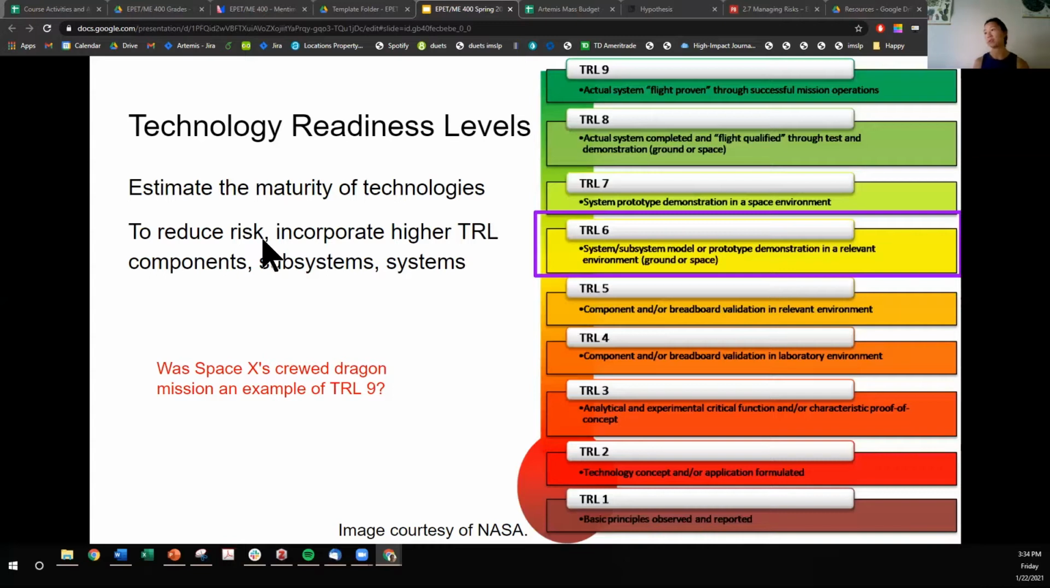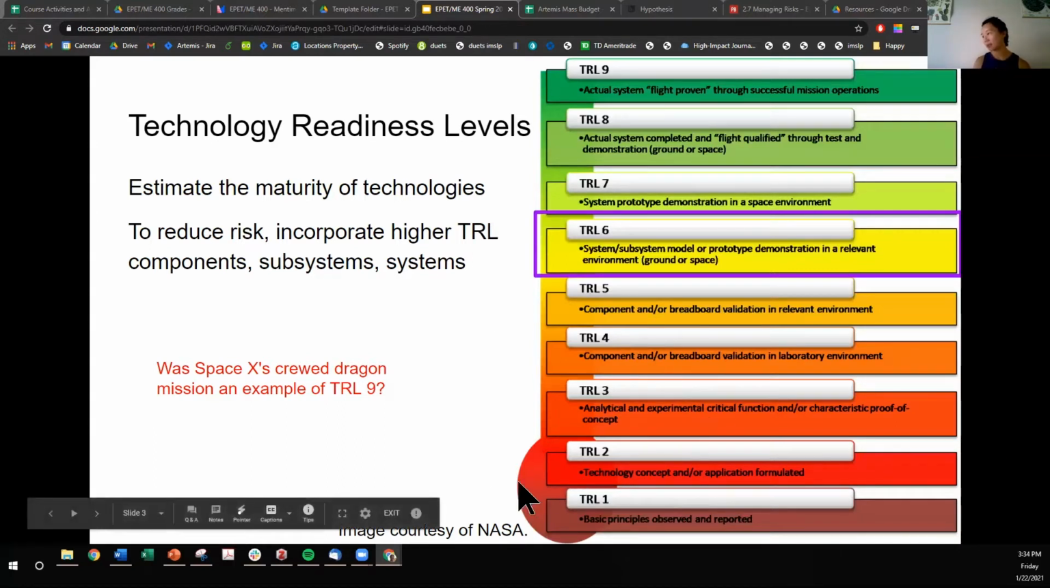So first questions that you should ask are, has it flown in space? Did it prove to be successful? What kind of testing has this gone through? What kind of environments was it tested in? So you'll see the reason why you ask these questions is because at some point, you're going to have to mature a technology from a concept to more critical characteristics.